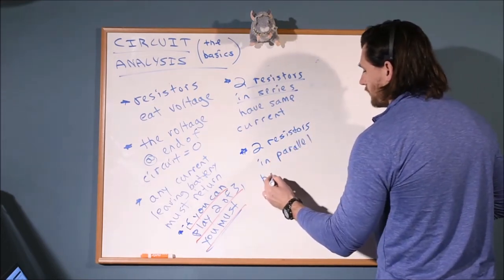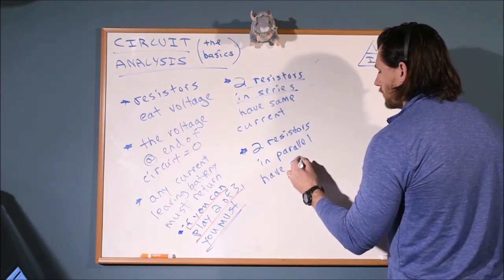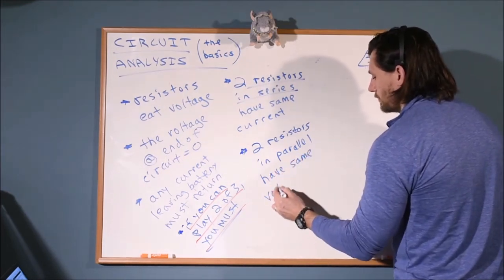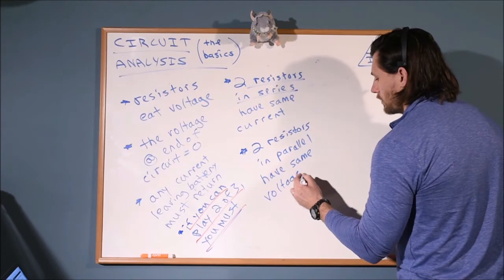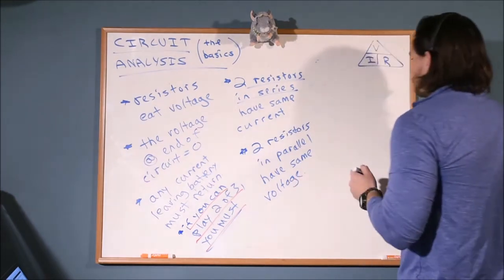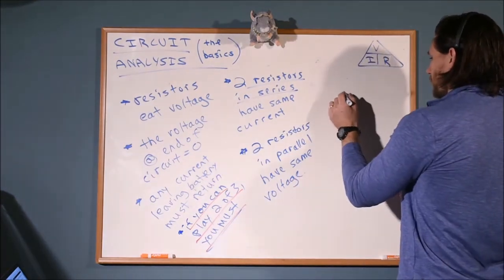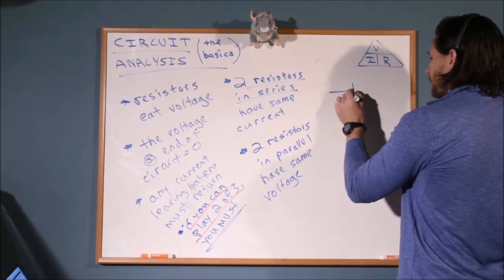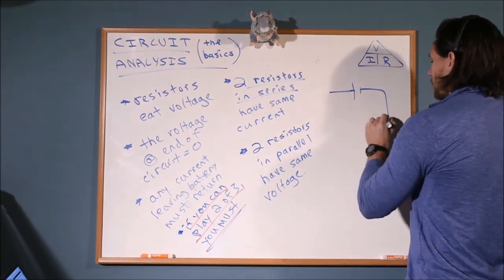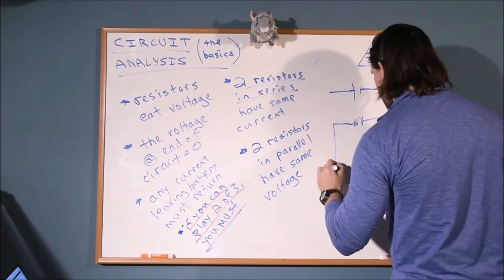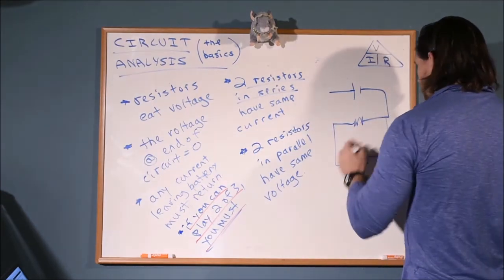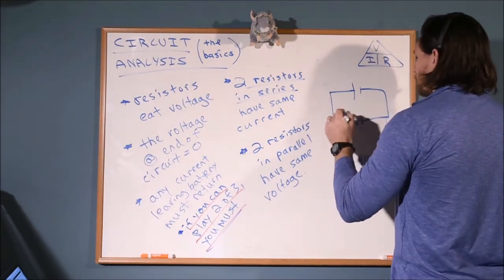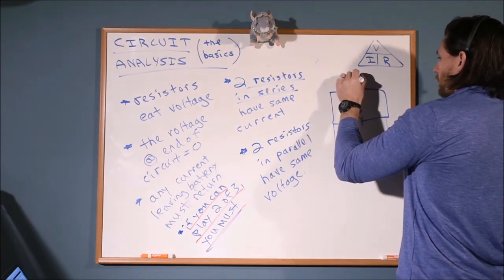Two resistors in parallel have the same voltage. Okay. I'm going to draw this a little bit different than the first two, but it doesn't matter because wires don't care. So we're going to have two resistors like so. We'll make the battery 5 volts.